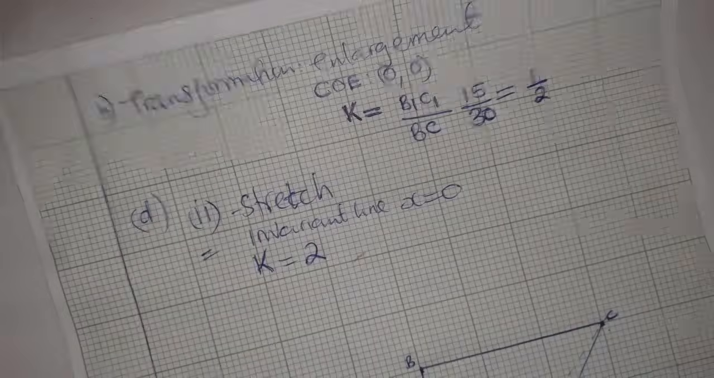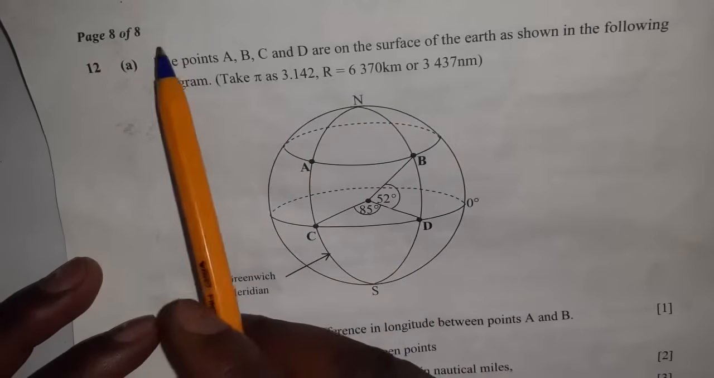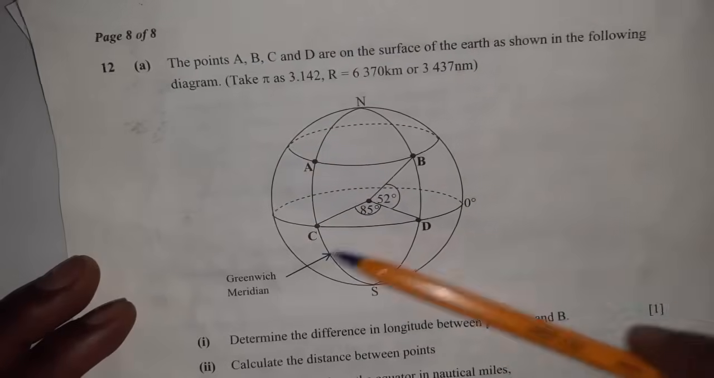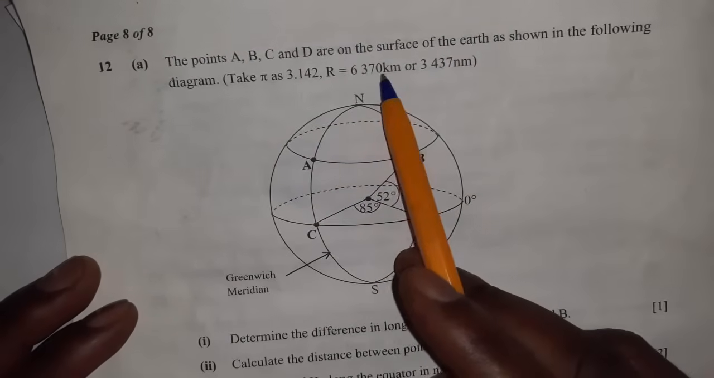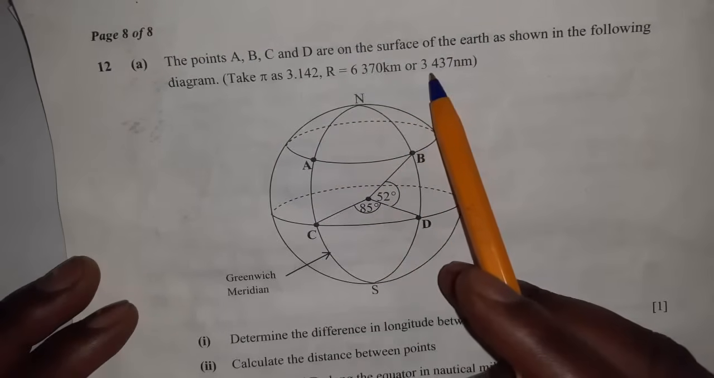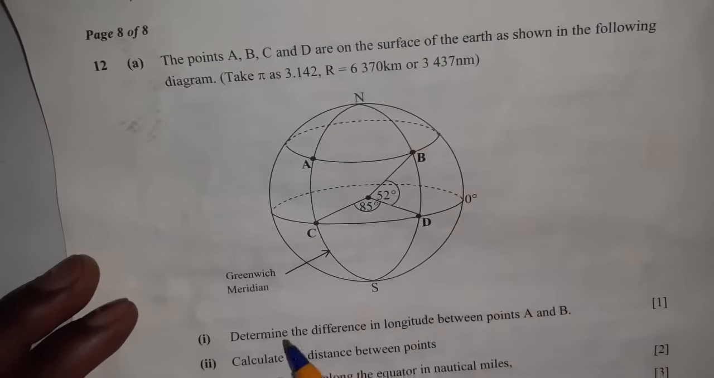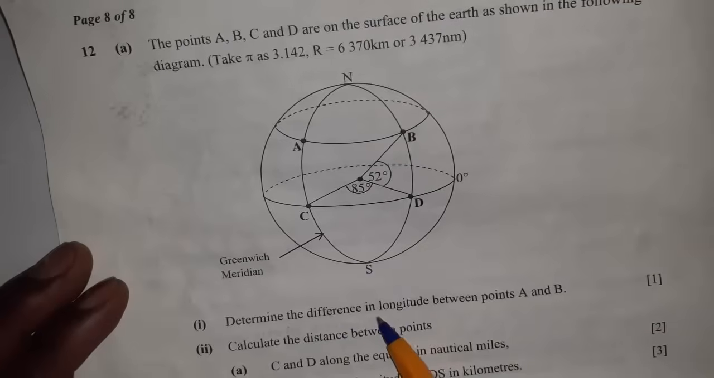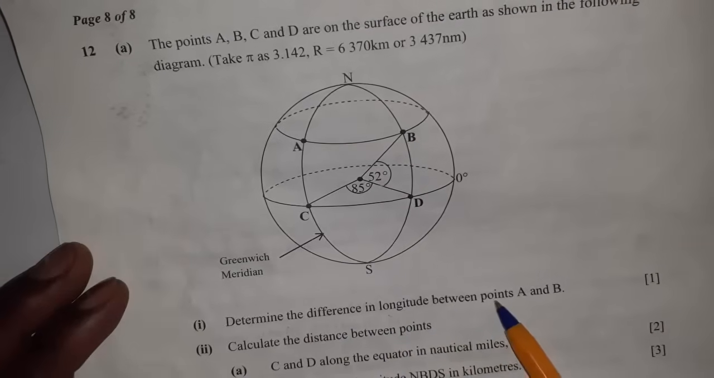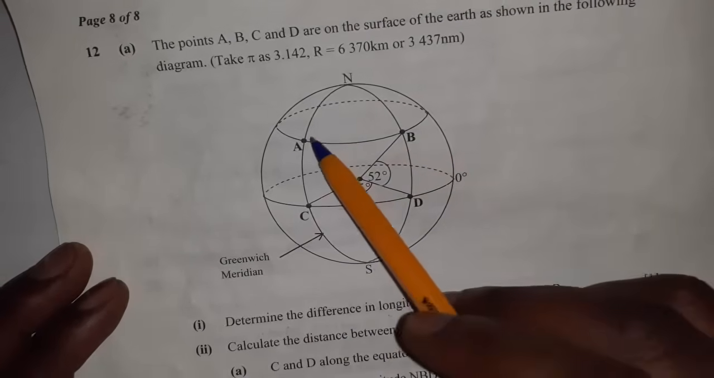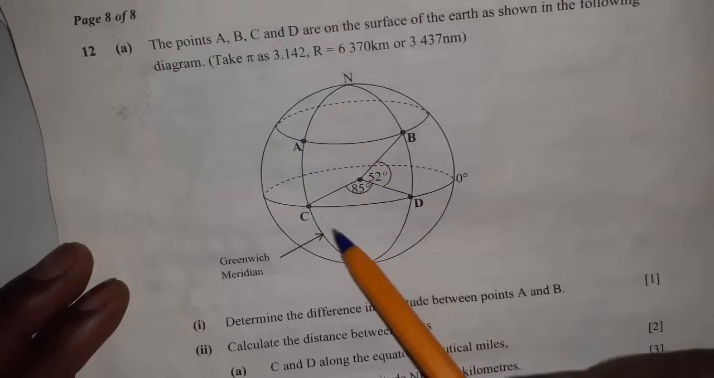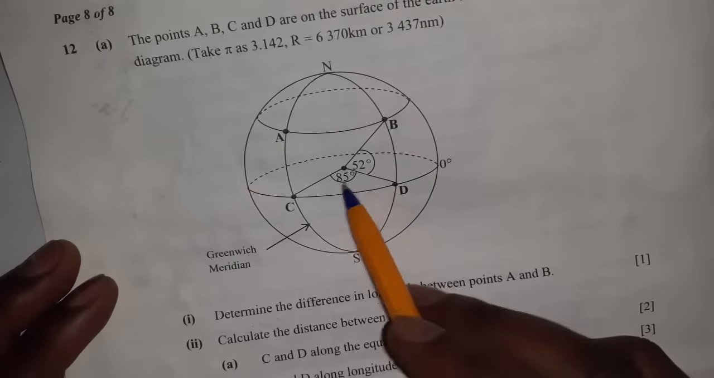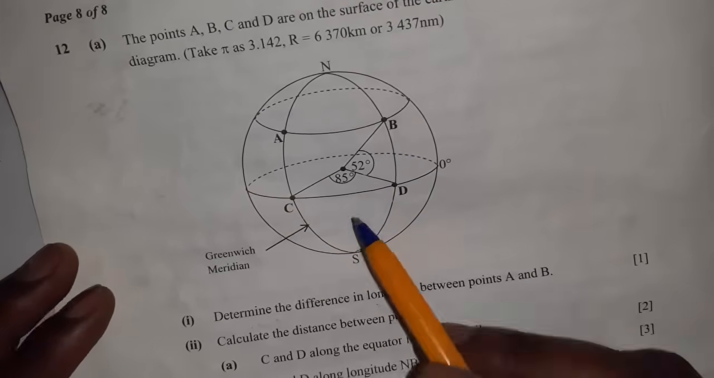So we come to the last question, which is question 12. You can read the question. We're given the radius in kilometers, also in nautical miles. The first question says determine the difference in longitude between A and B. Okay, so the angle between these 2 points. It's this same one here, 85.